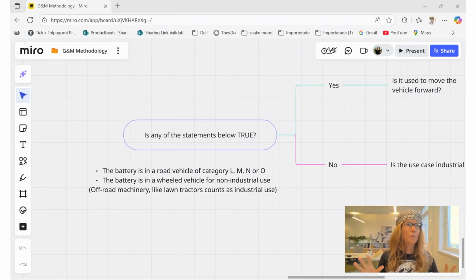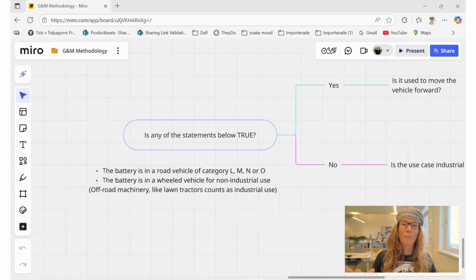Okay, so it's very much about whether or not your product is a vehicle, because they really want to target all these light means of transportation like scooters and e-bikes and those things, as well as the electric cars, of course. So that's where you have to start. You have to look at, is the battery in a road vehicle of category L, M, N, O? If you work with road vehicles, you know which categories these are.